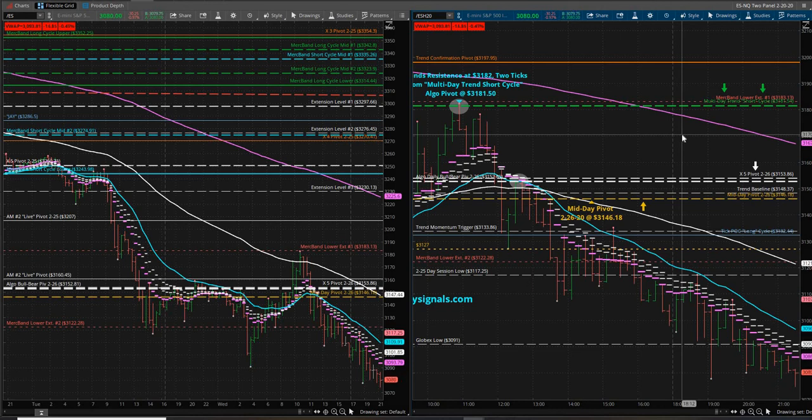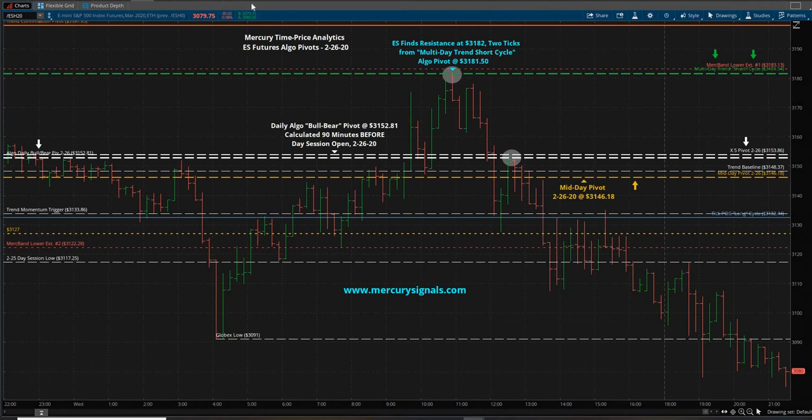Now, I want to make one more point. Let me go back over here to the bigger chart. The reason it's so profitable, and again, past performance is not indicative of future results. You know how that goes. But one of the reasons that this system is so profitable is because it taps into the same time price algorithms the institutions use. And you're probably saying, well, how do you know that? Well, it shows you right here.